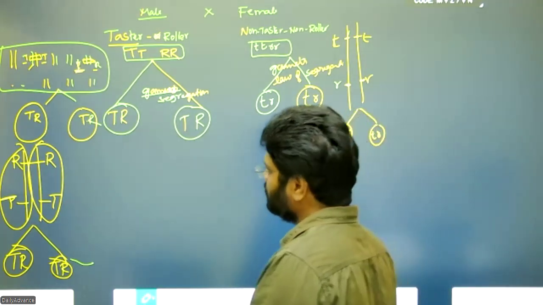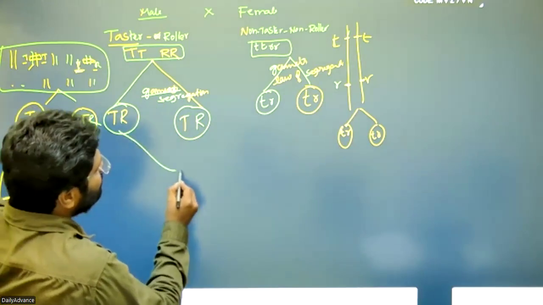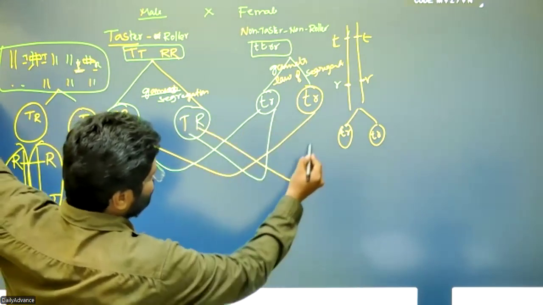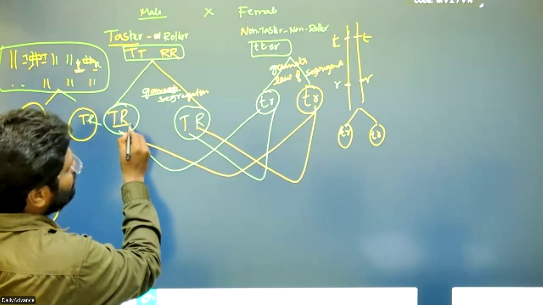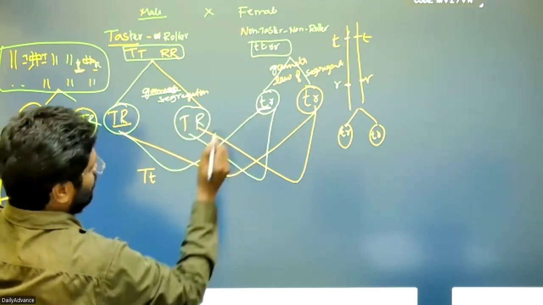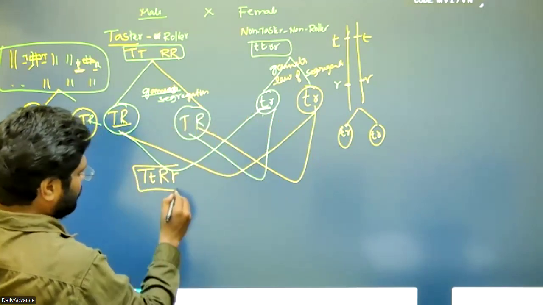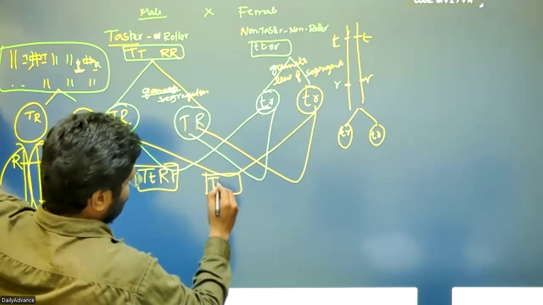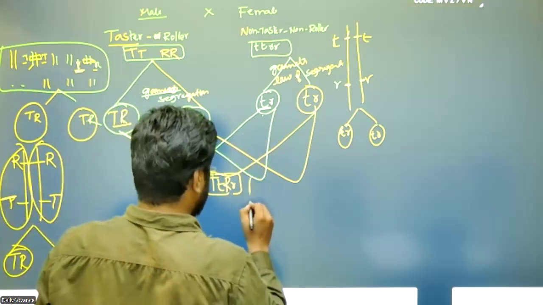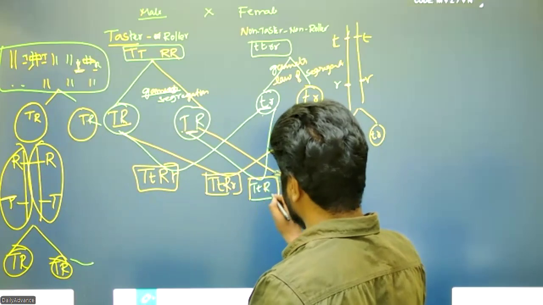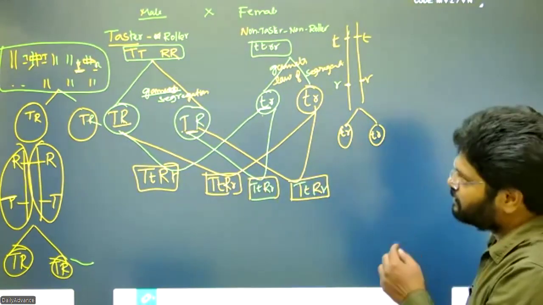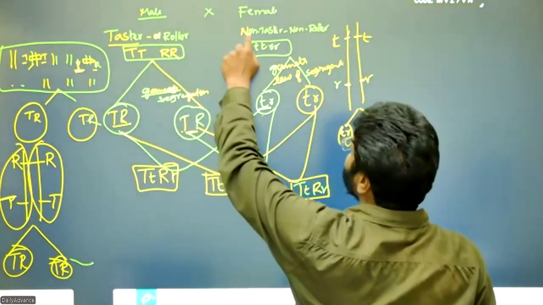So now the gametes form on random fertilization. This one is fertilized with this, and this one is fertilized with this, and this one with this. Four combinations are there: capital T, small t, capital R, small r in each case. So now you can see this person is a taster roller, and this person is a non-taster, non-roller.